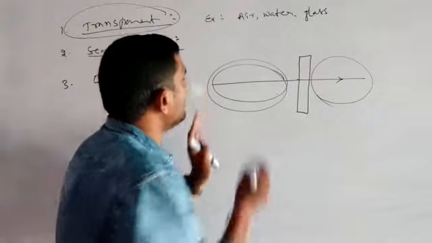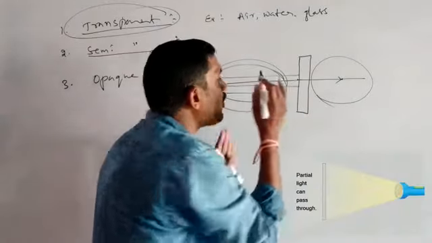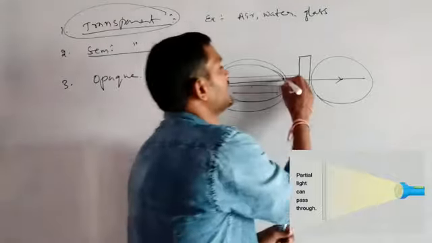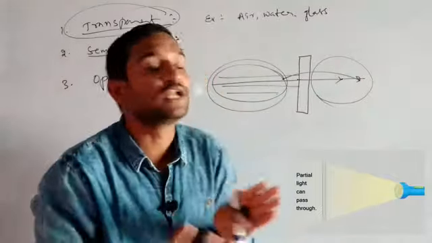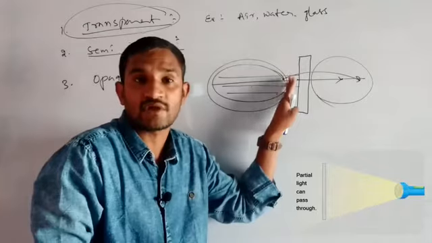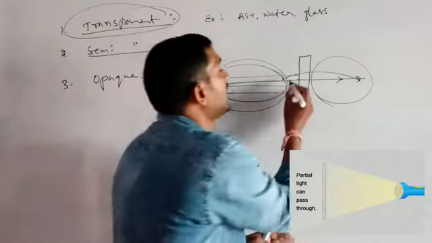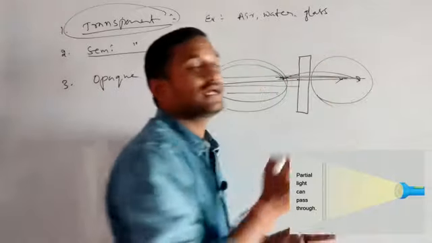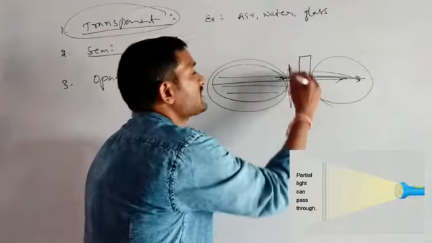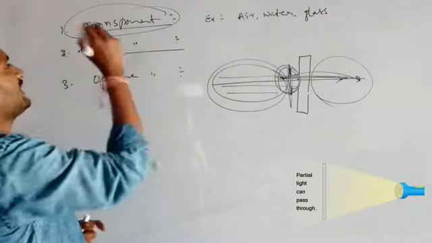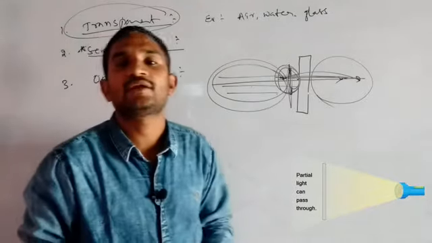When the light is coming in this way, some quantity of the light will move from this side to the other side, and the remaining will be obstructed. Only some of the energy of the light passes from one side to another, and the remainder is obstructed here. These kinds of materials we have to consider as semi-transparent materials.